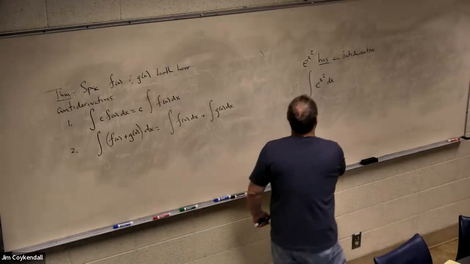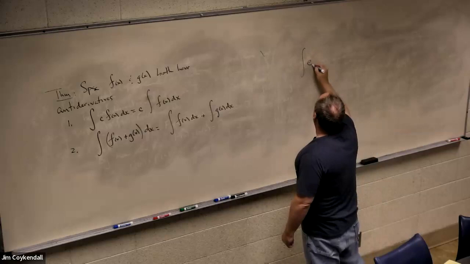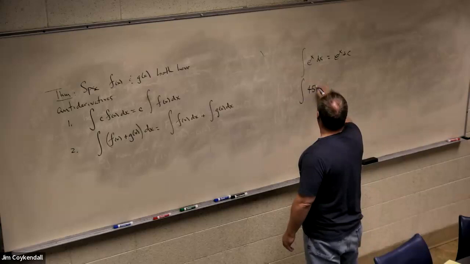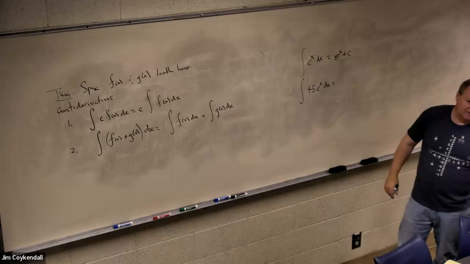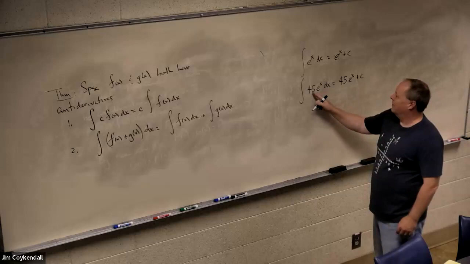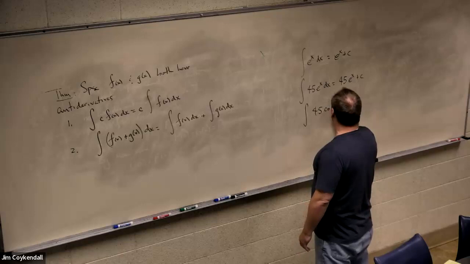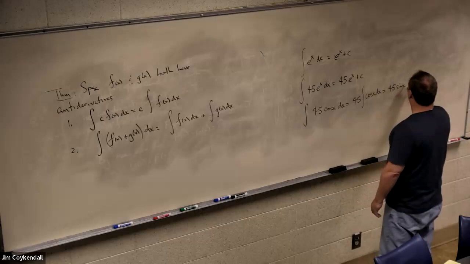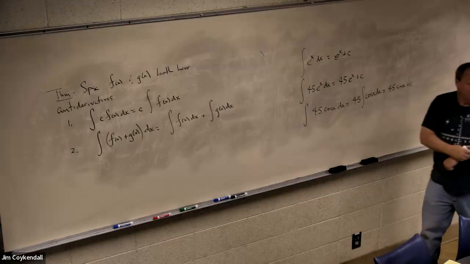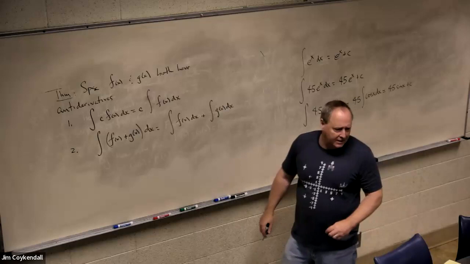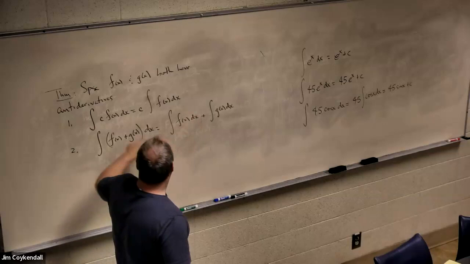This might be a good demonstration. What's the antiderivative of 45 cosine x? I can pull that 45 out. The antiderivative of the 45 cosine x is 45 times the antiderivative of cosine x, which is 45 sine x. Sounds good. Does that clear things up? Yeah, so this just means you can break up sums, and this means that you can pull out constants.